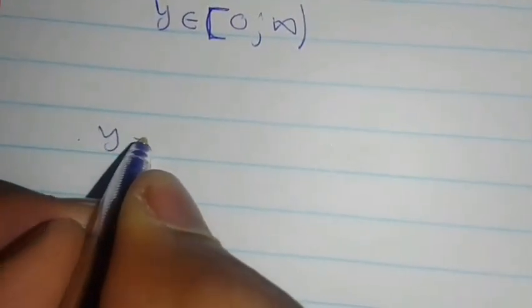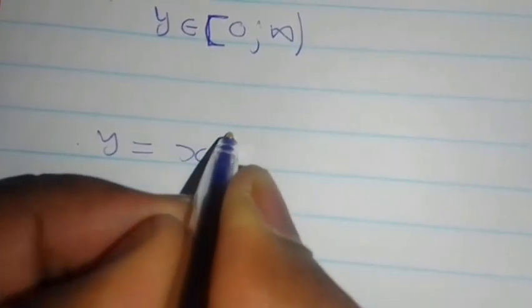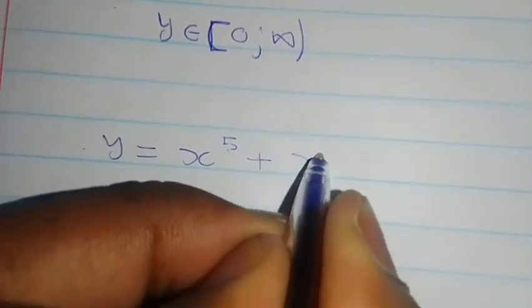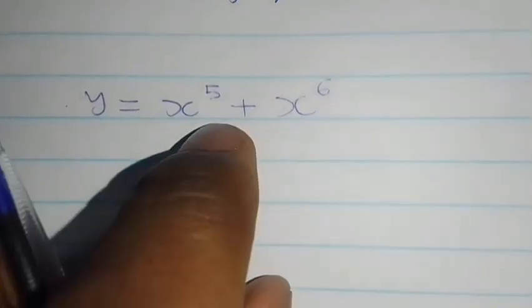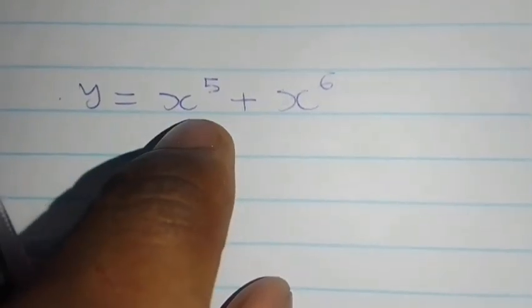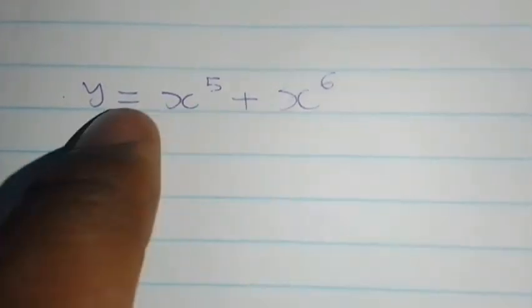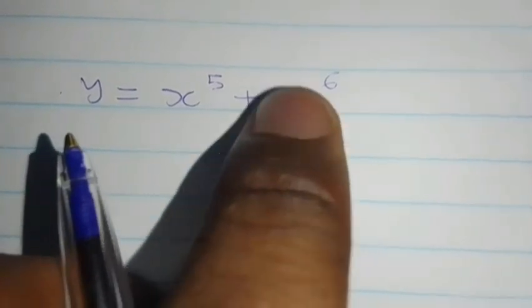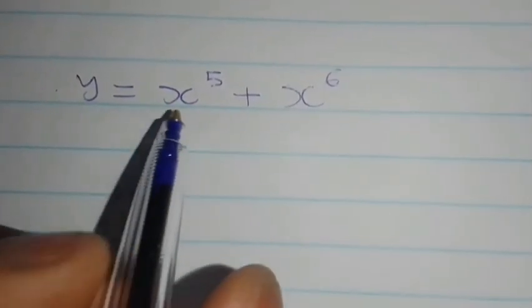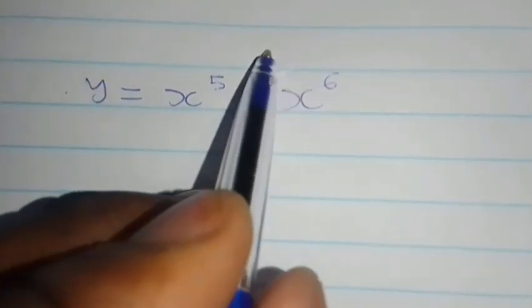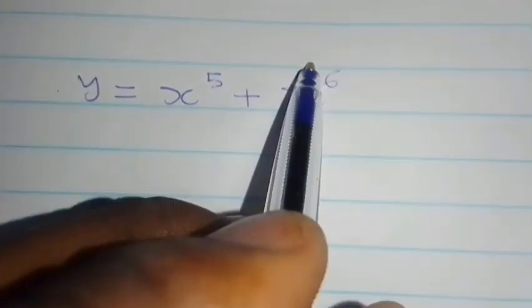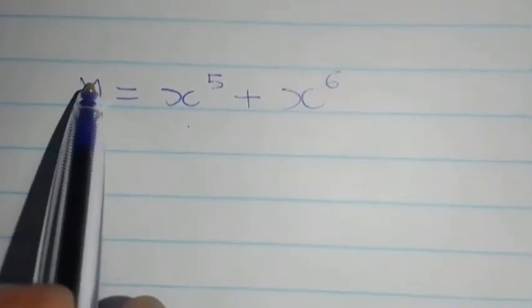Now suppose that you have another graph, y equals x to the power 5 plus x to the power 6. Now suppose you're looking for the range of this function. This is where you have to apply derivatives. You have to find the derivative. But you can basically see that the highest degree of this is 6. This is a polynomial of degree 6.